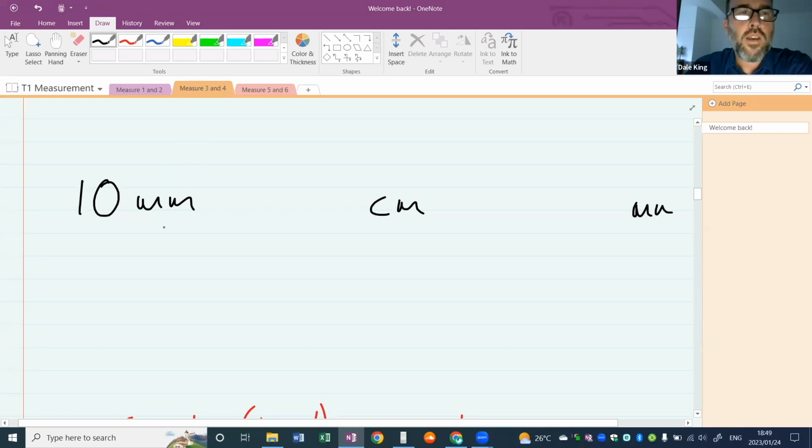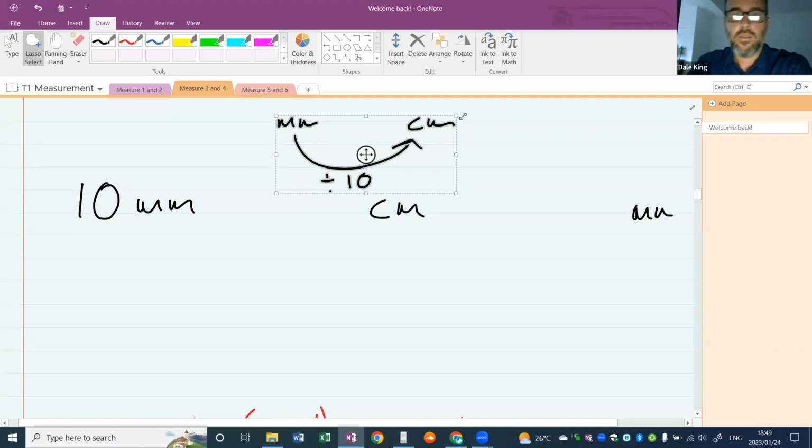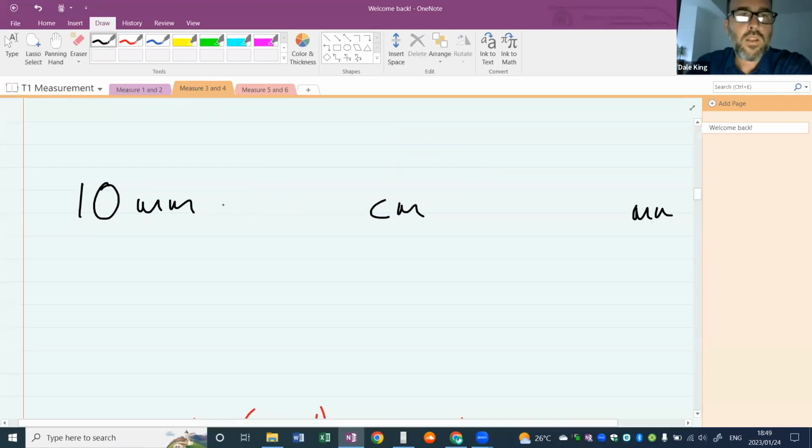If we're going from a small unit of measurement, millimeters, back up to a centimeter, which is a bigger unit of measurement, it was one of those arrows underneath. It was divide by 10. So I'm going to apply that here. We're going to divide 10 millimeters by 10, and this will give us 1 centimeter.